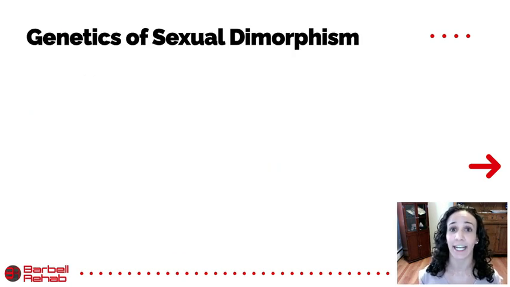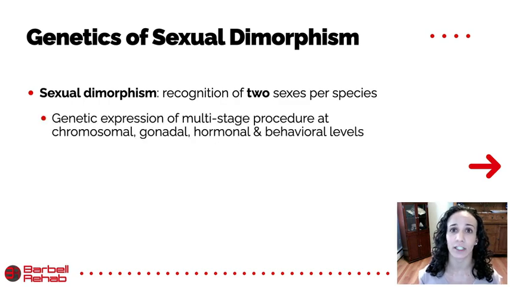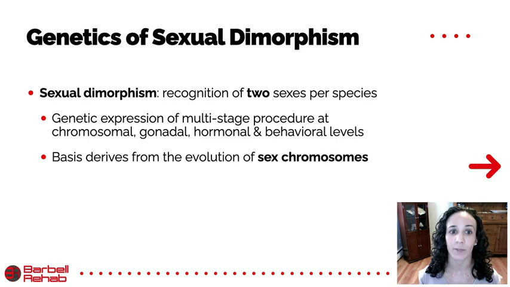Talking about the genetics of sexual dimorphism. Sexual dimorphism describes the recognition of two sexes per species. This is a result of the genetic expression of multiple levels of chromosomal, gonadal, hormonal, and behavioral changes. The basis derives from the evolution of sex chromosomes. In humans, we have two sex chromosomes, with females having two X's and the males having an X and a Y. Let's break it down and make this a little bit simpler.